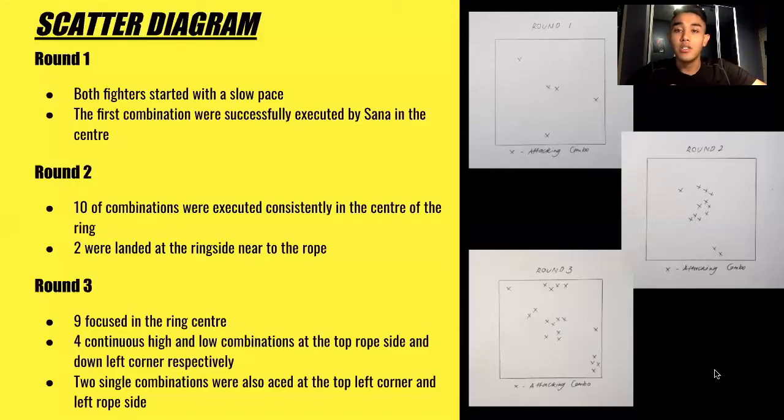The first combination was successfully executed by Sana in the center of the ring, where he then landed a second one in the same area. A total of 5 combinations were thrown by Sana in the first round, scattered around the ring. Not much can be seen in the first round. The diagrams are attached in the slide.